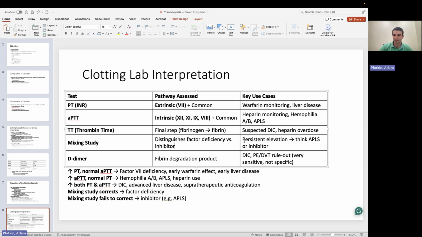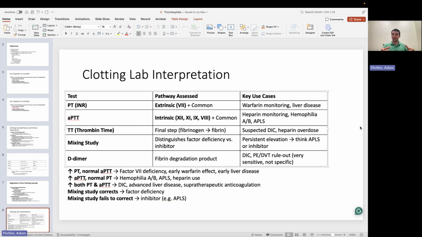The problem is if I do the mixing study and they have persistent elevation, so their PTT did not correct, then I need to think about antiphospholipid syndrome or an inhibitor. We'll talk about antiphospholipid syndrome, so I'll explain why. But if the patient has hemophilia A secondary to an acquired inhibitor, and again, I'll talk about this more in my bleeding lecture, any normal person can get antibodies to factor VIII, which can cause an acquired hemophilia A.